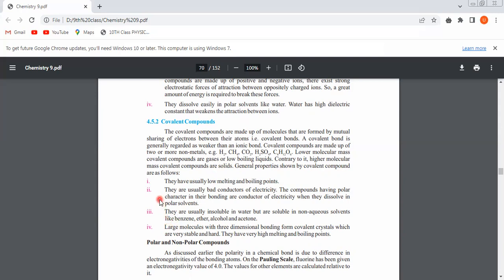Large molecules with three-dimensional bonding form giant crystals, which are very stable and hard. They have very high melting and boiling points. Polar and non-polar compounds. As discussed earlier, the polarity in a chemical bond is due to the difference in electronegativities of the bonding atoms on the Pauling scale. Fluorine has been given an electronegativity value of 4.0. The values for other elements are calculated relative to it.